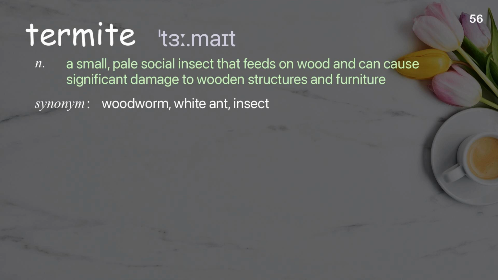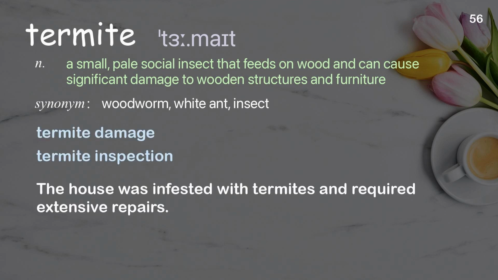Termite: a small, pale social insect that feeds on wood and can cause significant damage to wooden structures and furniture. Examples: termite damage, termite inspection. The house was infested with termites and required extensive repairs.